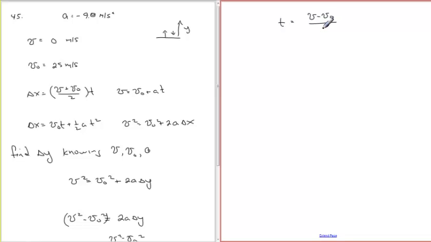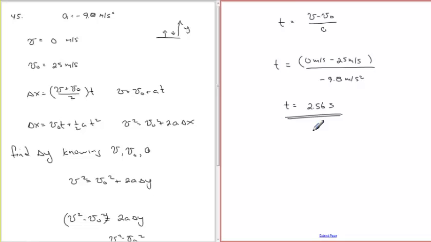So the time is v, which is 0 meters per second, the velocity at the peak, minus v0, which is 25 meters per second, divided by the acceleration, which is negative 9.8 meters per second squared. And so we get 25 divided by 9.8. Negatives cancel out, and we get 2.56 seconds. So that's how long it takes to go from ground to its maximum height.